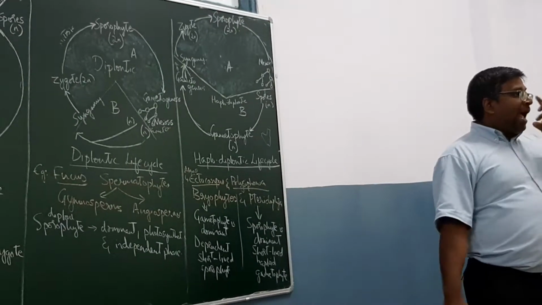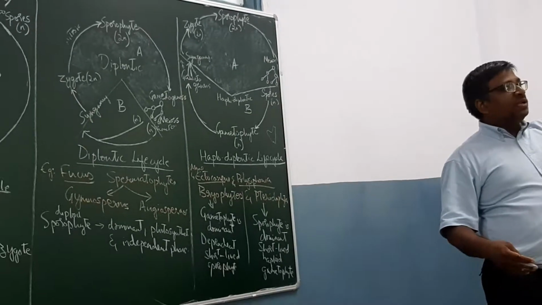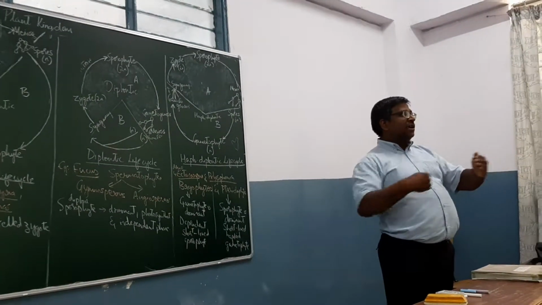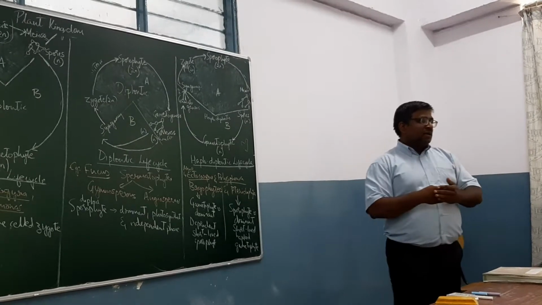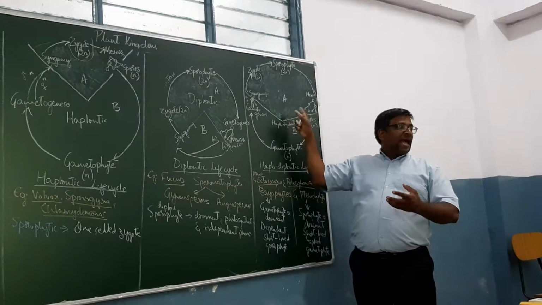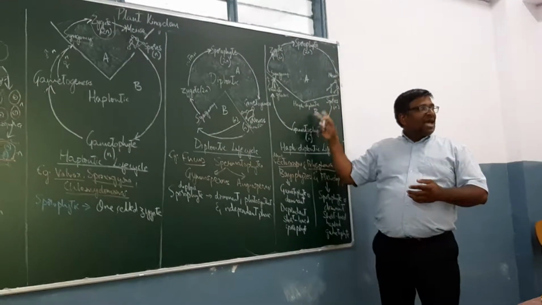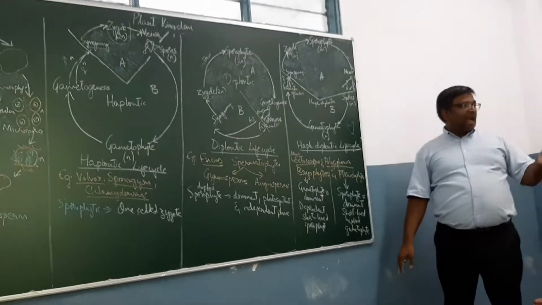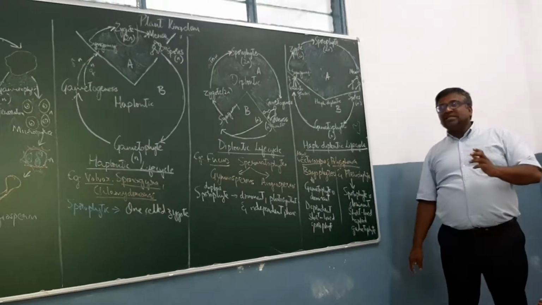But in haplo-diplontic, the haploid stage is equal in the life cycle, the diploid stage is equal, both are equal. So we call this, since they have equal stages in haploid and diploid, we call it haplo-diplontic life cycle. What is the difference between bryophytes and pteridophytes in haplo-diplontic?